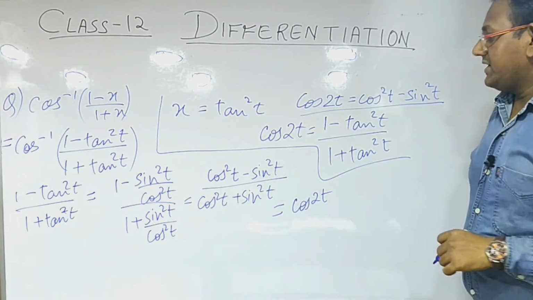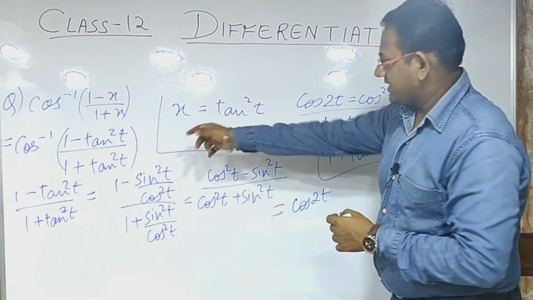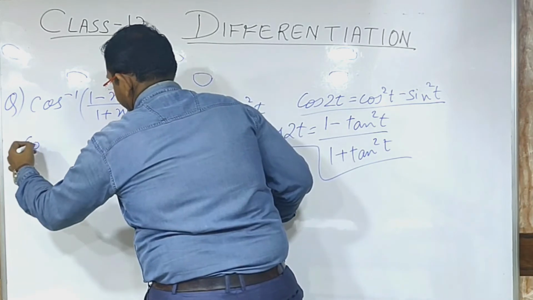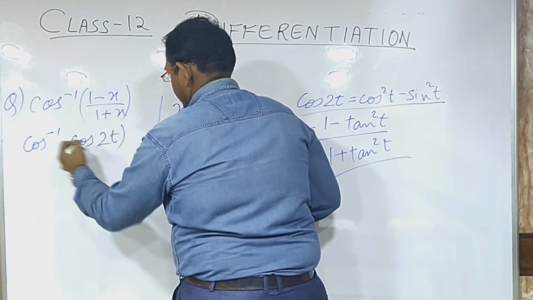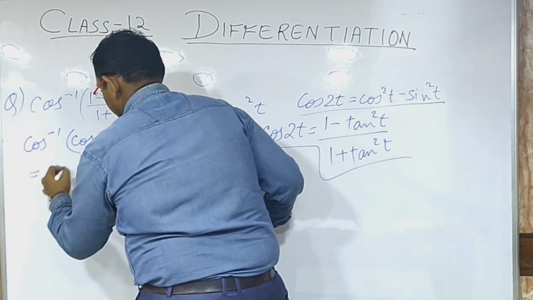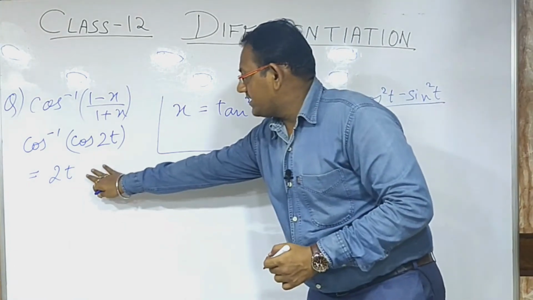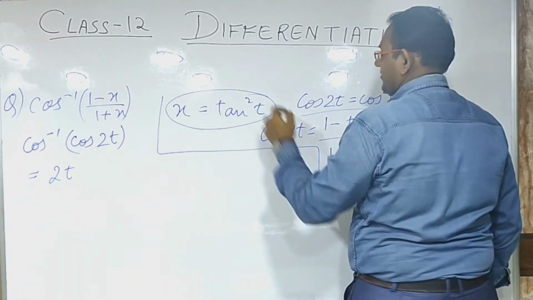Now let us simplify this further. That means cos inverse, and we are going to put this entire value over there. So this part becomes cos inverse cos 2t, that is coming to be 2t over here. But the only problem is the answer is coming in t and we need to find it in x. So let us understand from here.